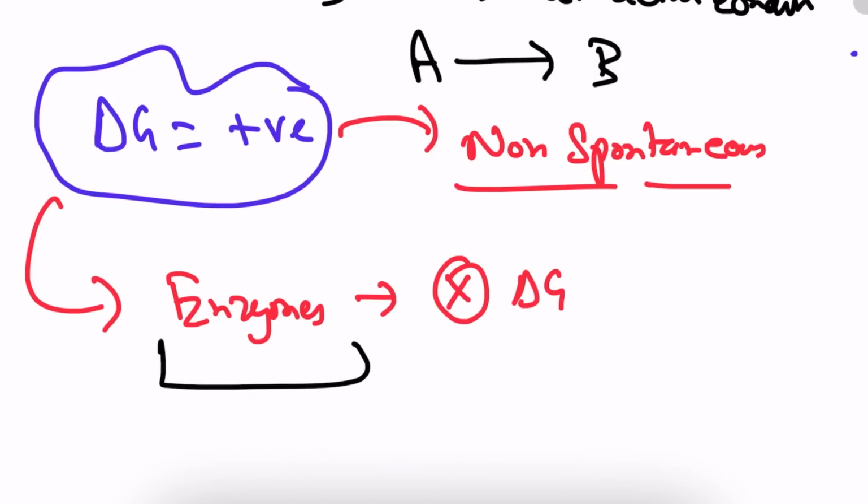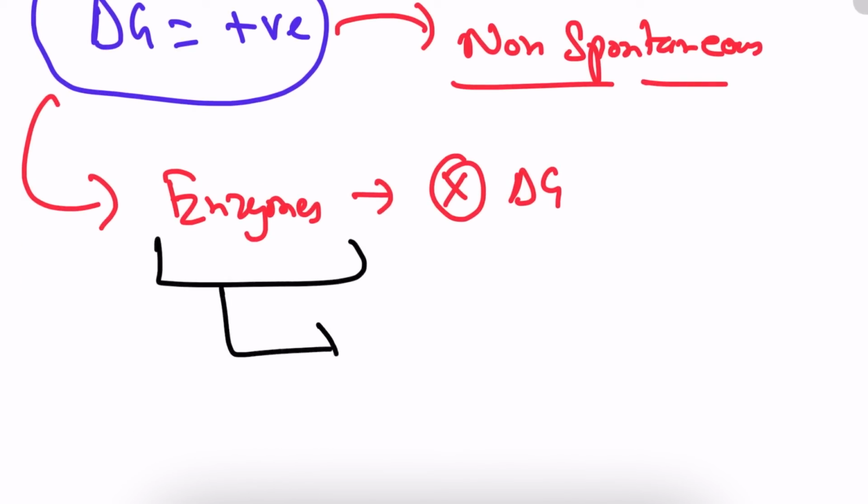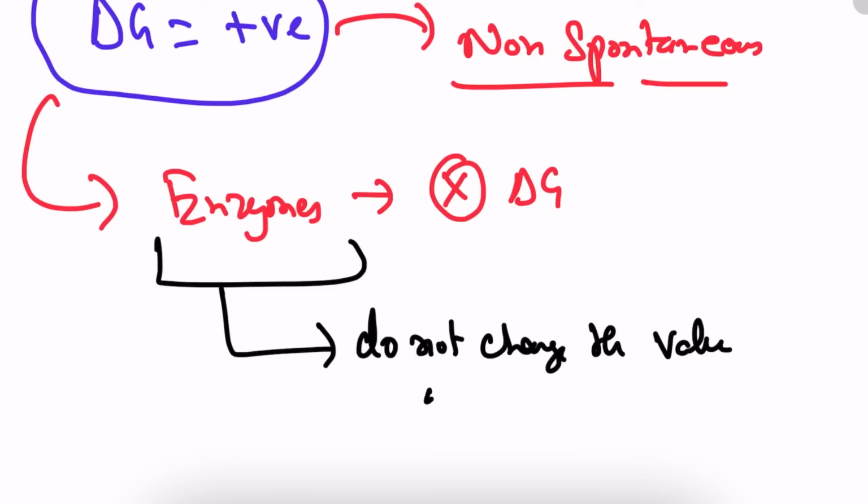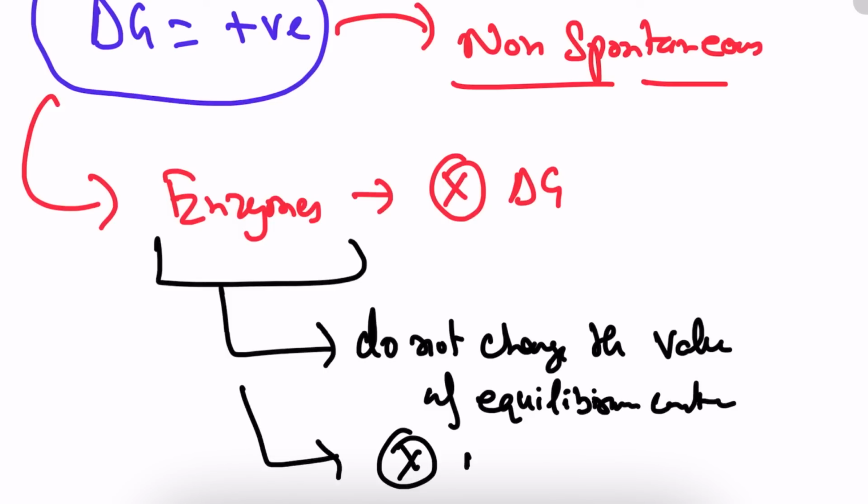Keep in mind, enzymes do not change the value of the equilibrium constant. They do not change the value of delta G.